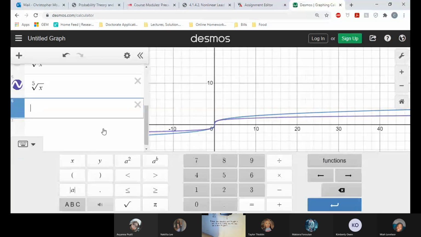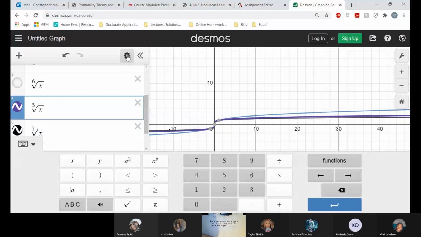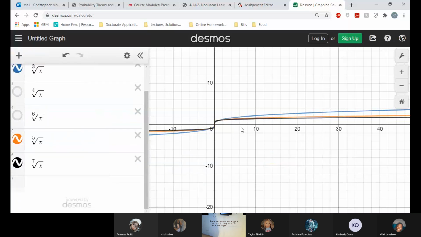Fifth root of x. And let's do another one, and then I'll adjust their color. Let's do seventh root of x. Now just make this orange since it's less color. Okay.